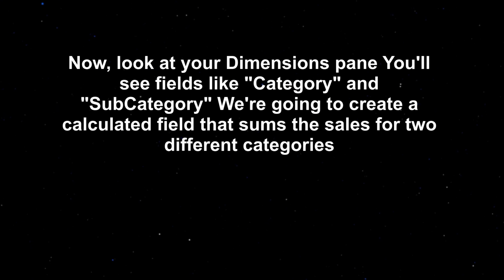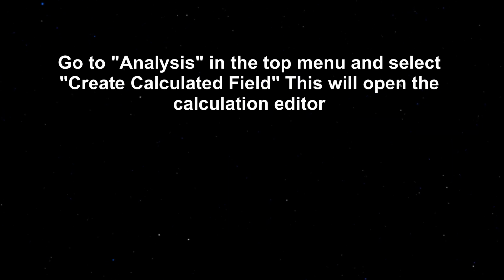Now, look at your dimensions pane. You'll see fields like Category and Sub-Category. We're going to create a calculated field that sums the sales for two different categories. Go to Analysis in the top menu and select Create Calculated Field. This will open the calculation editor. Give your calculated field a descriptive name, like Combine Office Sales.